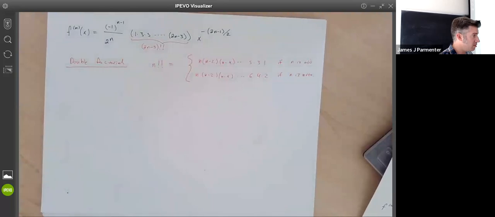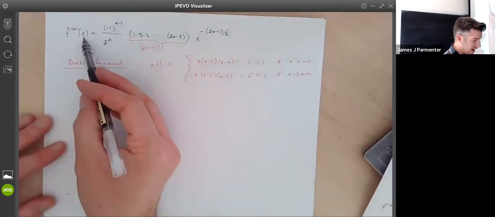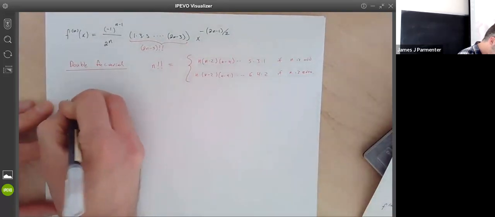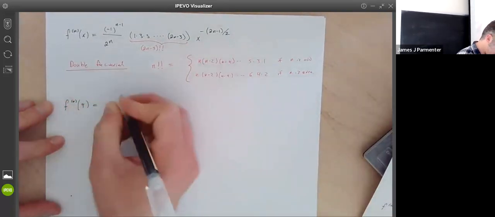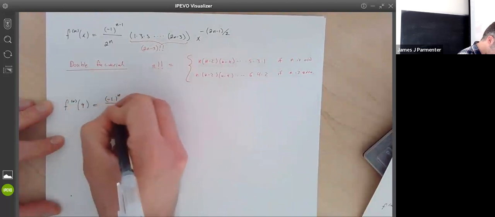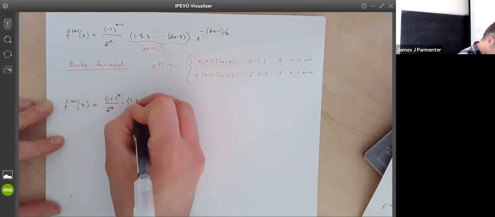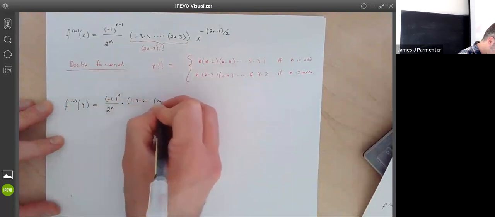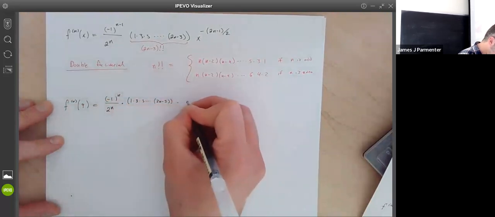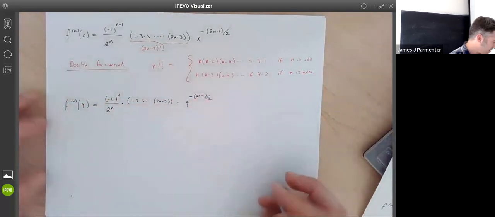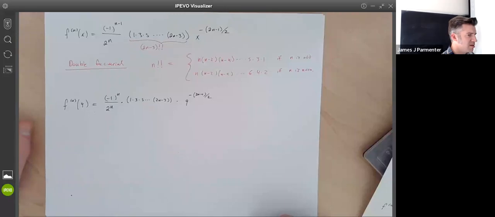Oh, we still have one more part to do, right? We found the nth derivative at x, but now we have to plug in the 9. So our nth derivative at 9 is going to be -1 to the n minus 1 over 2 to the n times 1 times 3 times 5 all the way to 2n minus 3 times 9 to the negative (2n minus 1) over 2. That looks terrible.